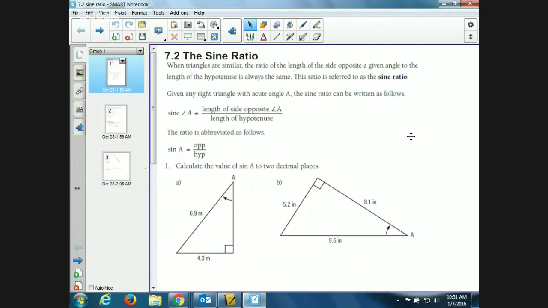Hi, Misha. We're just going through 7.2 if you want to grab that from the box. I'm just recording, so it won't stop.